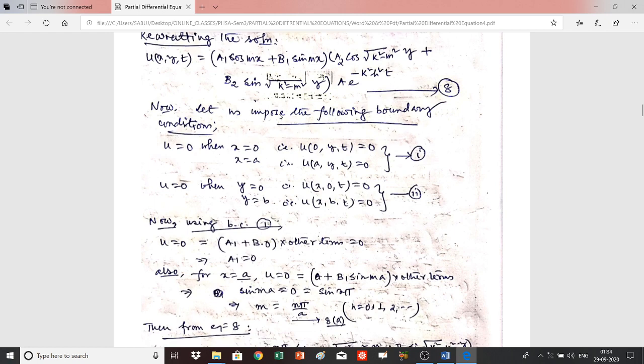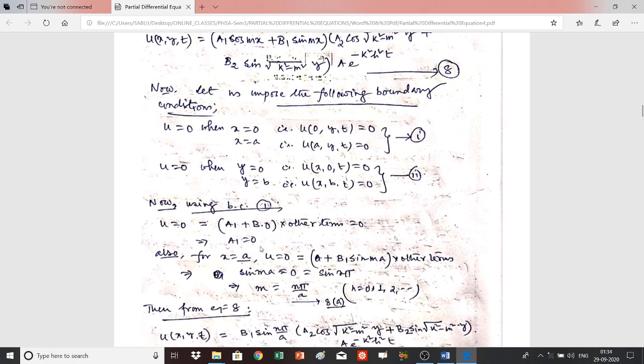Now just use the first part of the first boundary condition, that is, at x equal to 0, u equal to 0. So I first write u equal to 0 directly from here. Since x is 0, a1 cos 0 will give you 1, so this term is a1 into 1, and this term will be b1 into sin 0, which is 0, so b1 into 0 into the other terms. Here are the other terms, so that will be 0. So a1 would be 0.